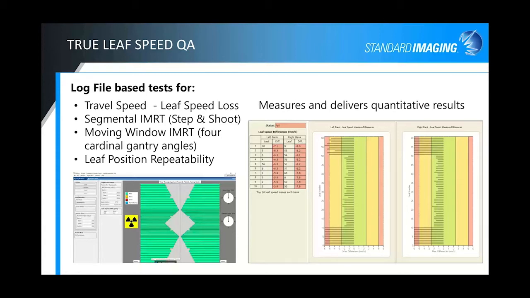grade there. And then this area here is showing you basically the 10 worst culprits, if you will, the left bank and the right bank, the biggest leaf loss, or leaf speed loss, I should say, across the worst 10 of the individual leaves of each bank.